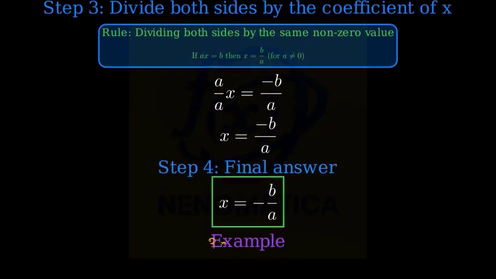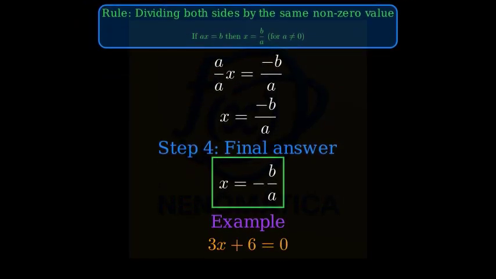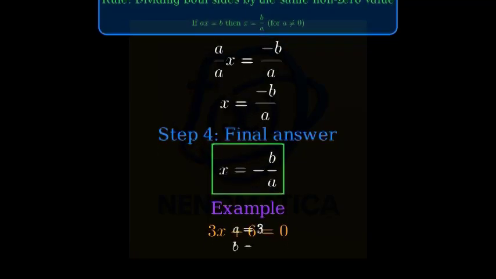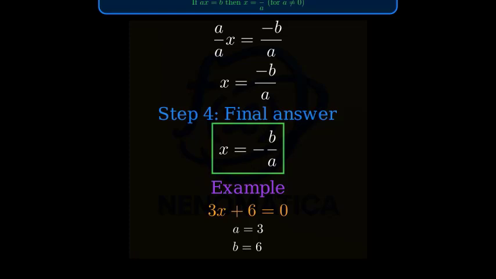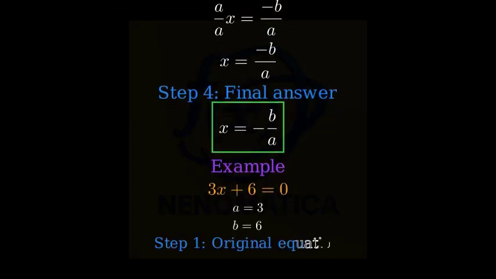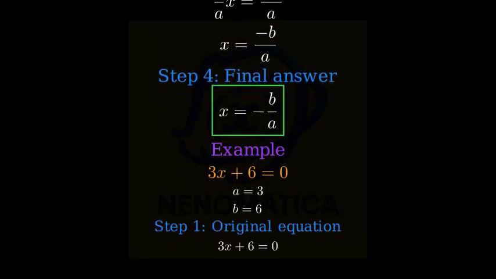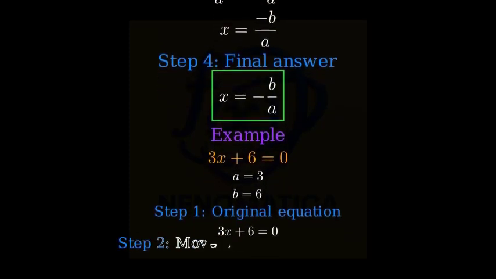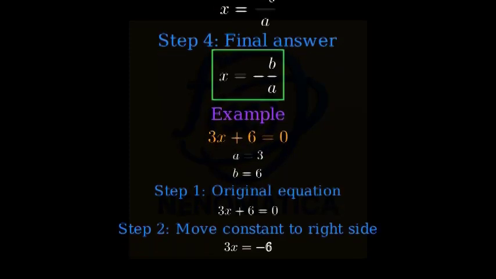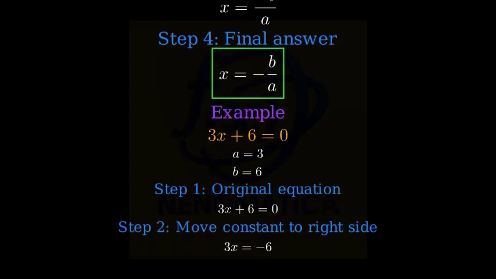Let's solve the equation 3x plus 6 equals 0. Let's identify the coefficients in our equation. We have a equals 3 and b equals 6. Now, let's follow our algorithm. Step 1. We start with our equation 3x plus 6 equals 0. Step 2. We move the constant term to the right side, which gives us 3x equals negative 6.